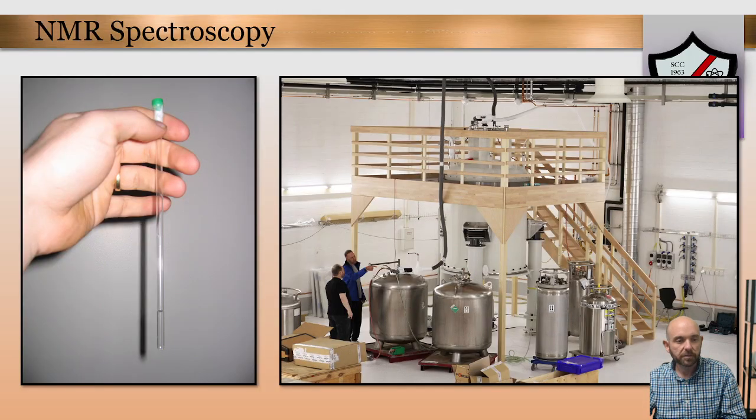Here we have a look in these pictures of what a sample tube looks like for an NMR spectrometer. You can see the size of the tube relative to the person's hand, with the liquid down there in the bottom containing the sample. So the liquid is actually a solvent, and the sample molecule we're studying with this particular run would be dissolved in that solvent.